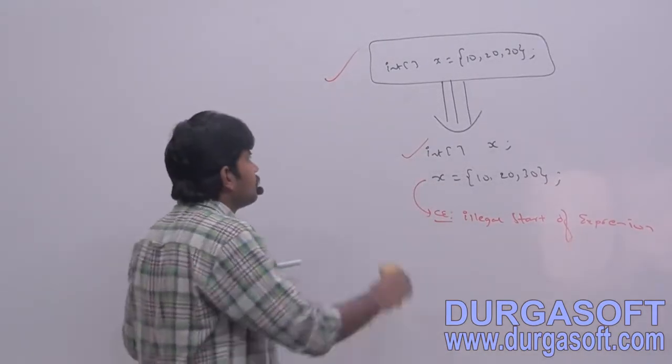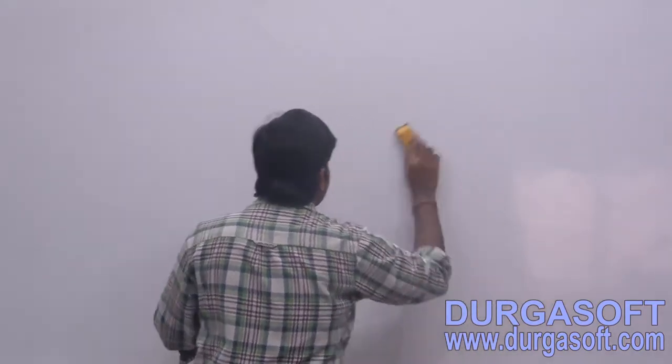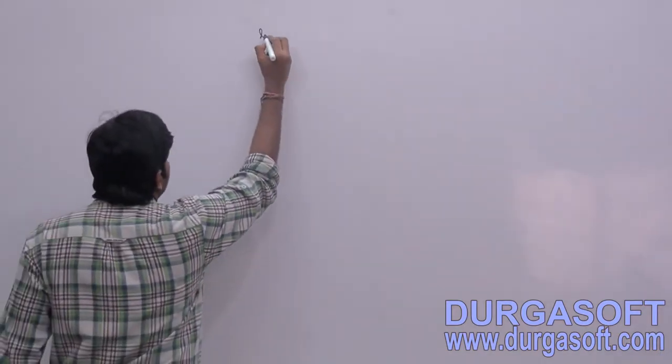Okay, now the next one. That's all about array declaration, creation, and initialization in a single line. Next, length versus length().